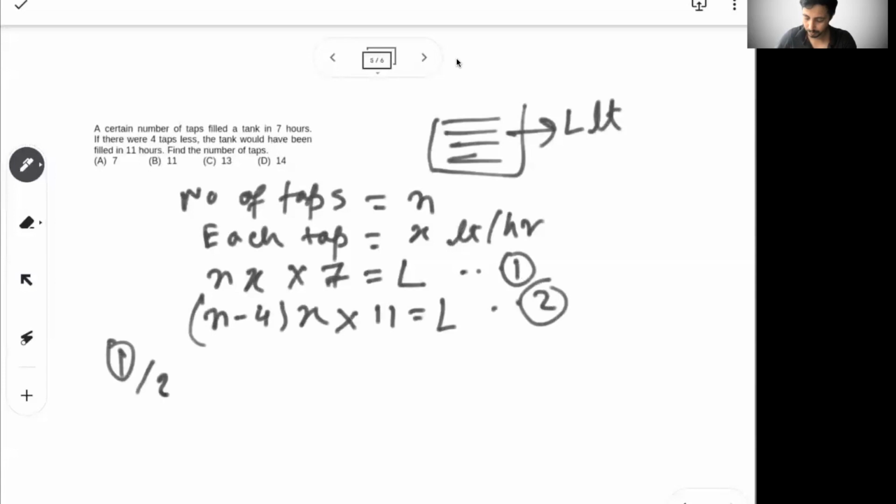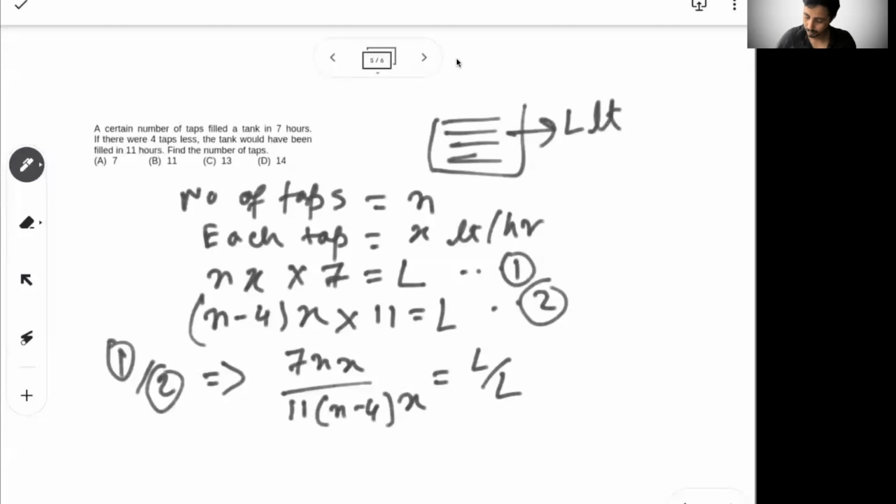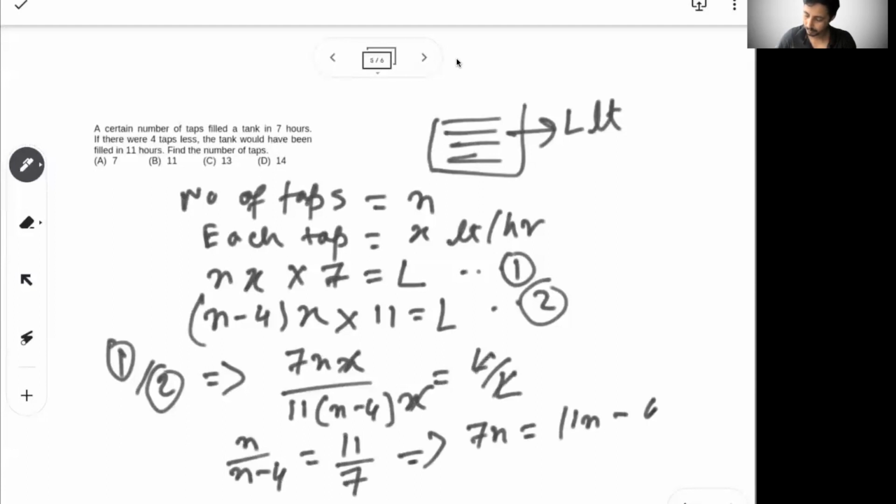You just do 1 divided by 2. You get 7nx by 11 into (n minus 4) into x is equal to L by L. So x gets cancelled, L gets cancelled. So I can write n divided by (n minus 4) is equal to 11 by 7. Or from here I can write 7n equals 11n minus 44, or 4n equals 44, or n is equal to 11. So they started with 11 taps, option B.